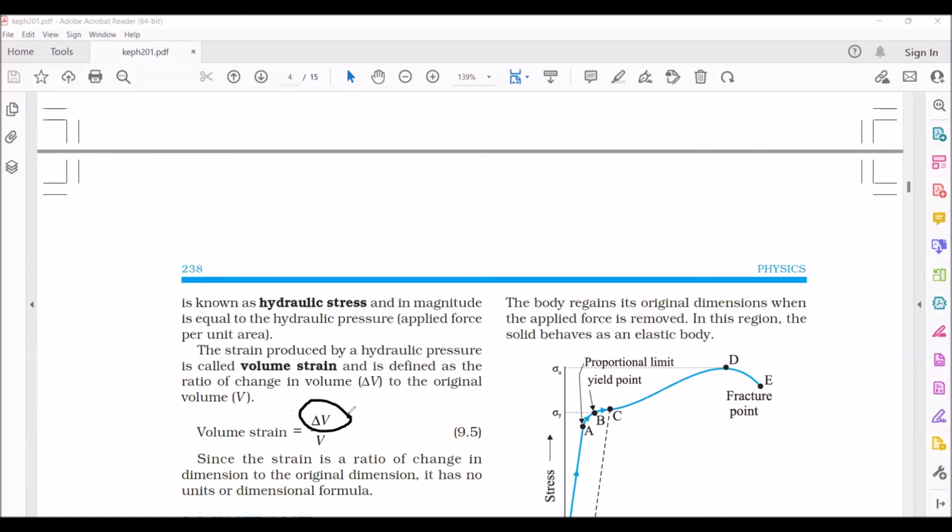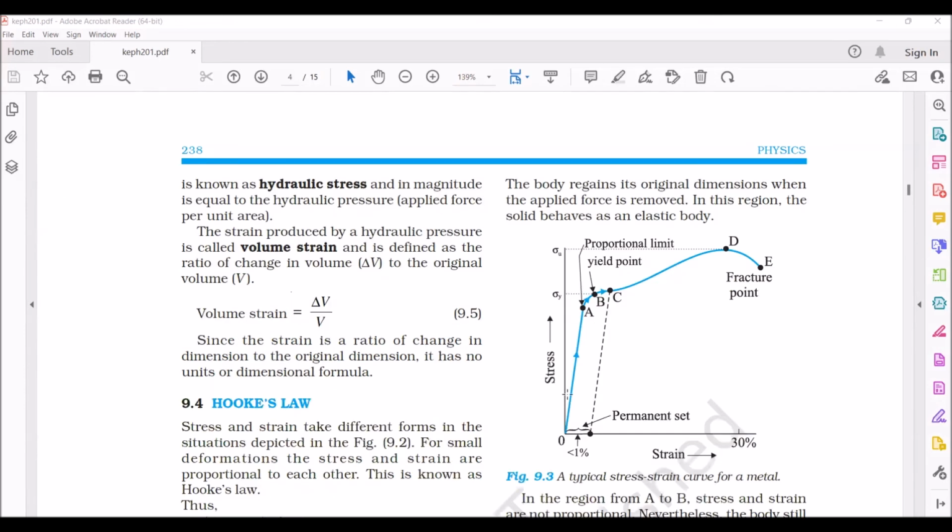Here we compressed, and similarly we can expand also. In that case also, the volume strain involves delta V. Delta V can be positive or negative. If we compress, its value is one thing. If we expand, its value is another. So the volume strain is defined as change in volume to original volume. There are no dimensions to it, because it is volume by volume.